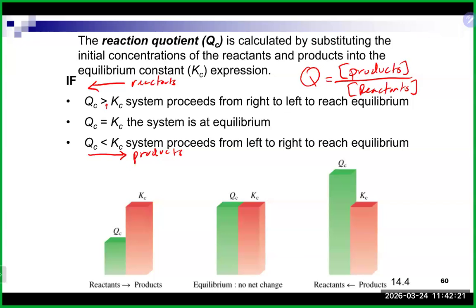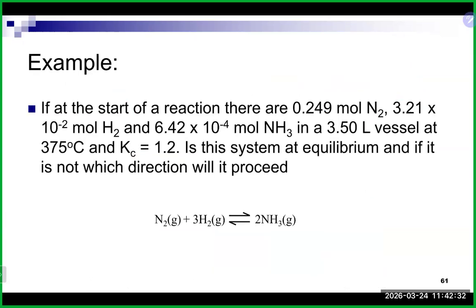And that's really what Q is for. And once again, as I mentioned before, calculate it the same as you would K. Exact same way. So why don't you try one here?